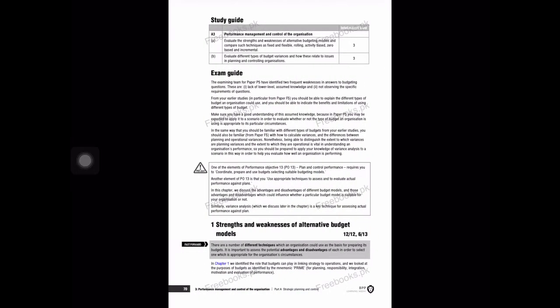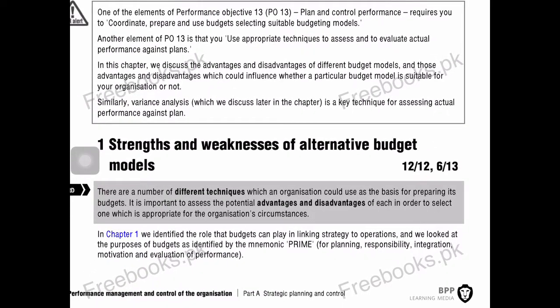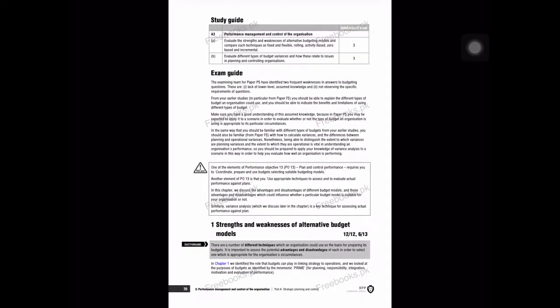So let's get started. Here is the first point: strengths and weaknesses of alternative budget models. Basically, here we are going to study the different budgeting models that are available, what their meanings are, what exactly their core function is, how they are different from others, and what their strengths and weaknesses are, based on which they can be used in different types of organizations. So let's read the text.